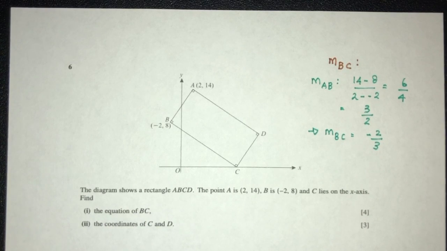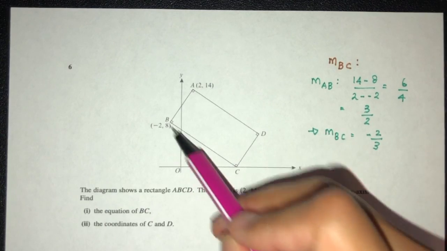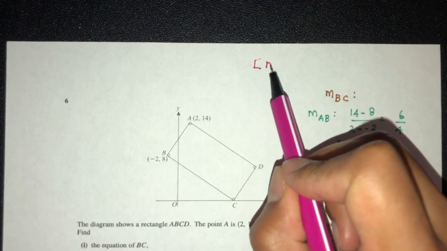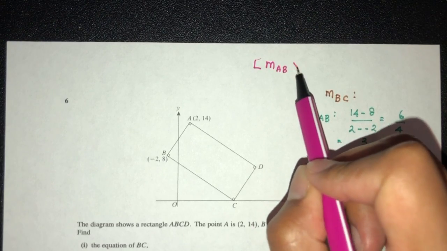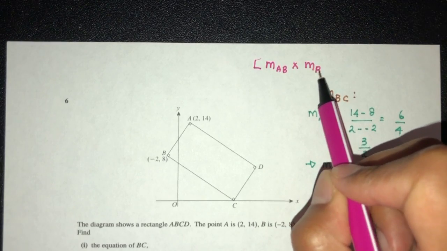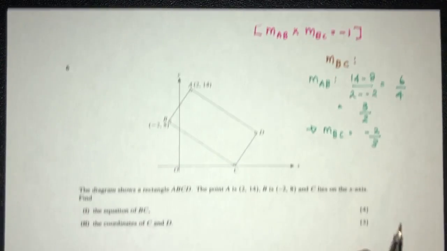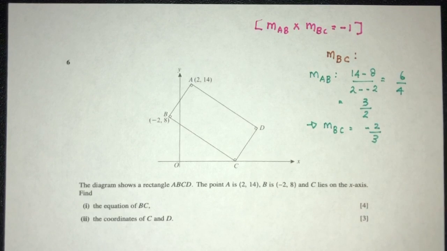Because whenever we have two lines which are perpendicular to each other, as you can see here, we can understand that the relationship should be gradient of AB multiplied by the gradient of BC gives you the value of minus 1. So because of that relationship, if you find one of them, you can derive the other one.